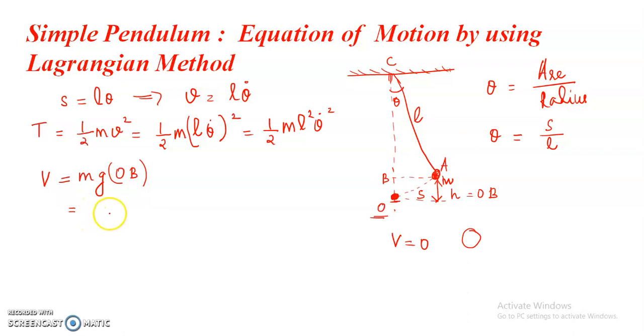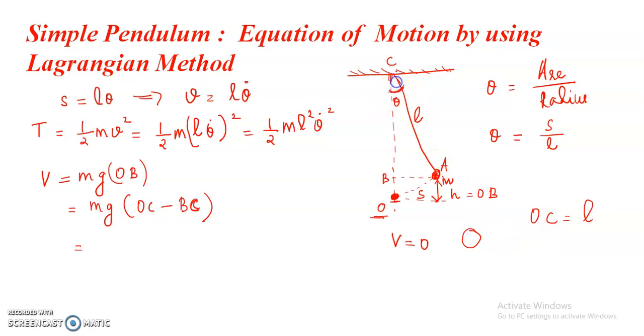It is equal to mg into OC minus BC. OC is this distance, BC is this distance. So OC minus BC will give the distance OB. OC is equal to the length L, the effective length of the simple pendulum, but we don't know what BC is.